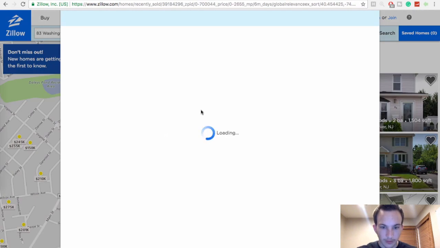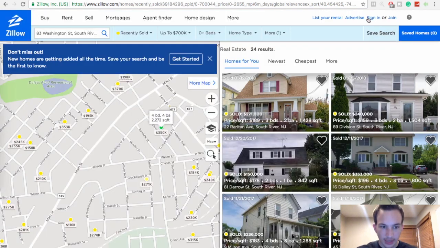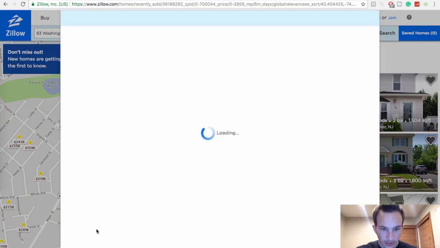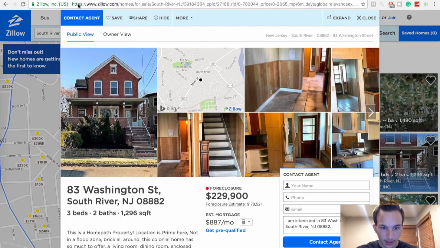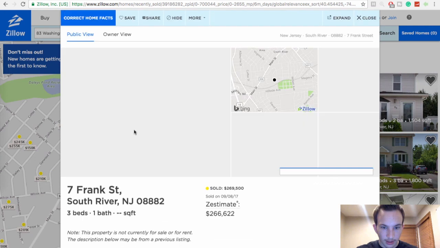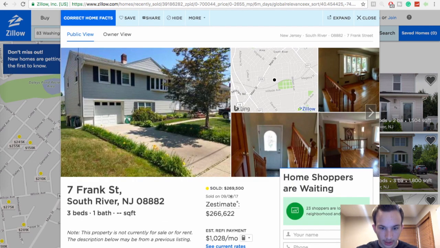Let's check this one. This is a 4 bed, 4 bath. So this doesn't exactly line up too much. This is a 3 bed, 1 bath. This is a 3 bed, 2 bath. So this one, 7 Frank Street, sold for 269,000 with 1 bath less.